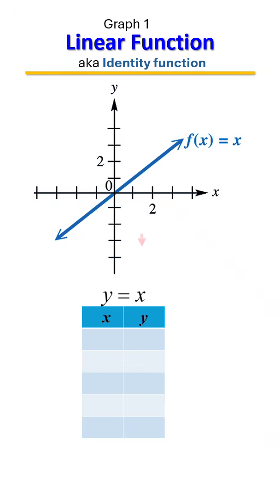So for example, if I were to plug in a -2 for x, so remove this x, replace it with a -2, then you would see that y would equal -2. And the same for if I plug in a -1, I'm going to get out a -1. If I plug in a 0, I'm going to get out a 0. So you see the trend. And again, that is why it is called the identity function, because whatever value you plug in for x will be the same value you get out for y.